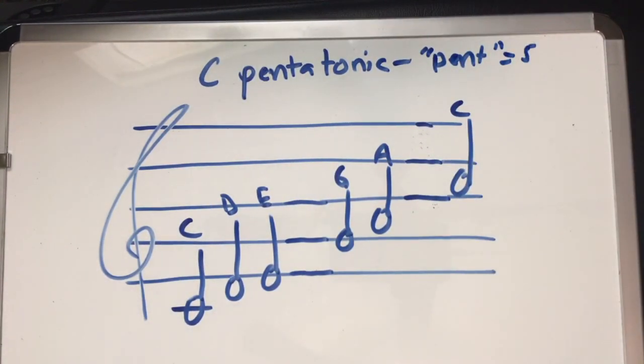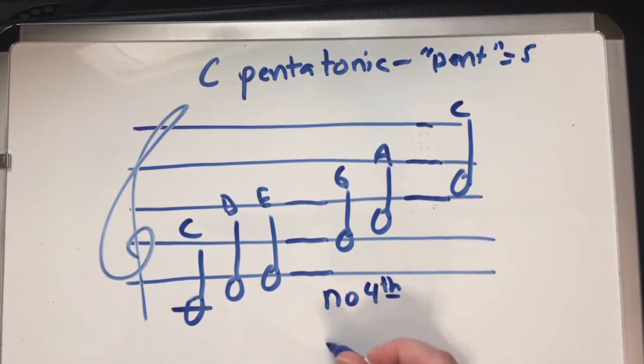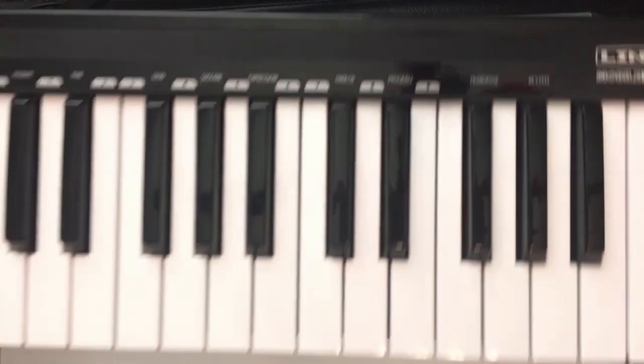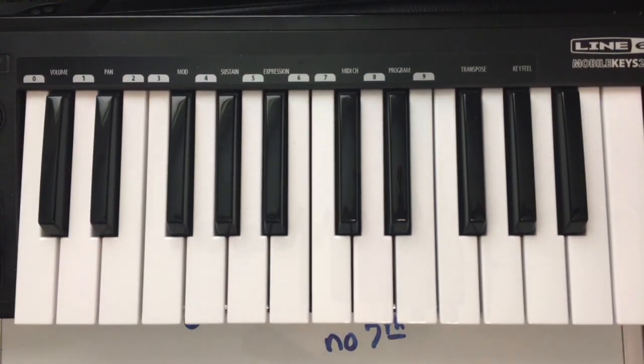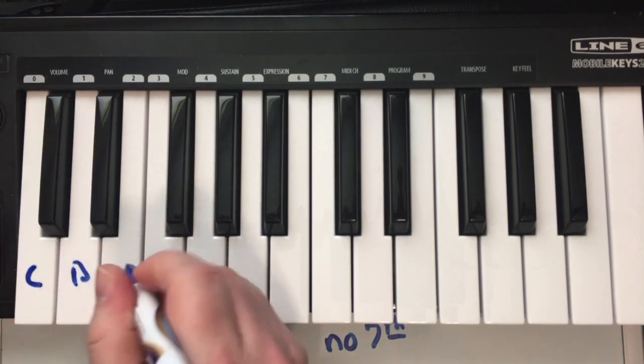And the prefix pent means 5, as in pentagram has 5 sides. You'll notice there's no 4th again and no 7th note of the scale. On a keyboard, you can see the black keys are grouped in groups of 2 and groups of 3, so you can actually see a pentatonic scale there.